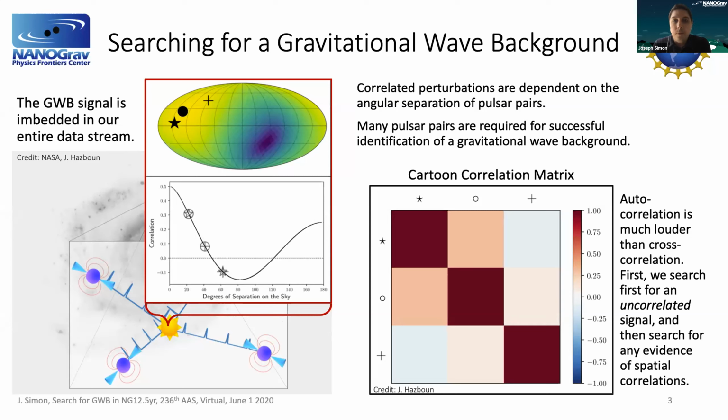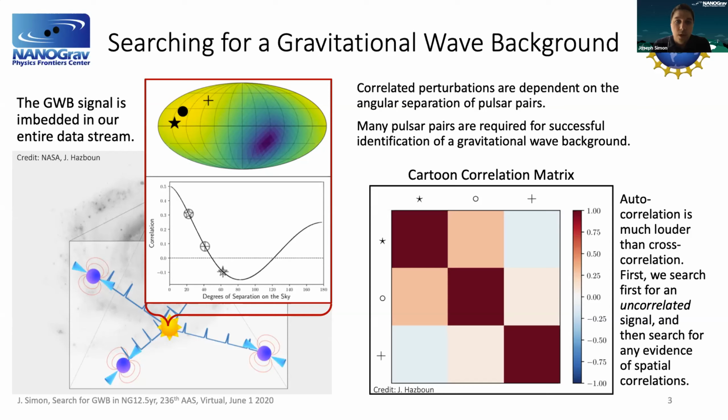Now, the way that we search for a gravitational wave background is we search both in the auto correlation terms and in the cross correlation terms. But the auto terms are much louder, and they are expected to be the first hints of what we would see, and then we would be able to confirm the source of the background by searching the spatial correlations in these cross correlation terms.